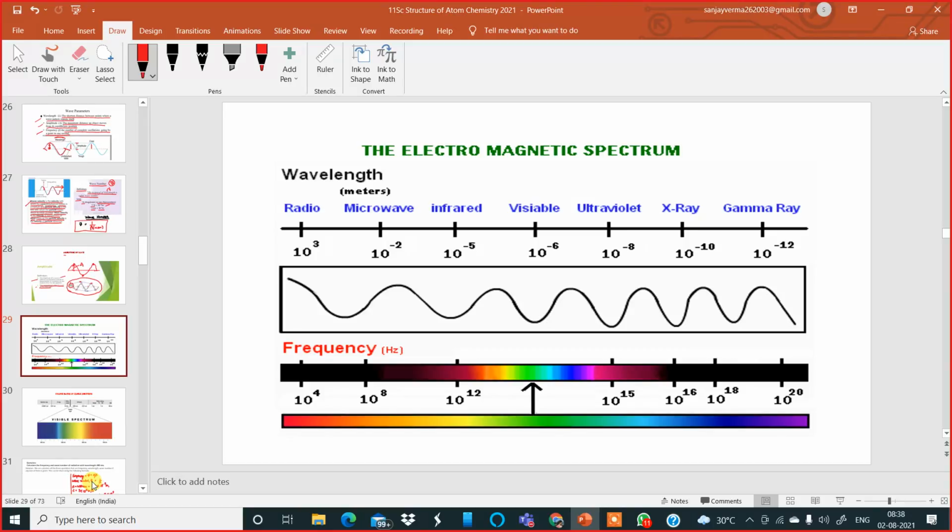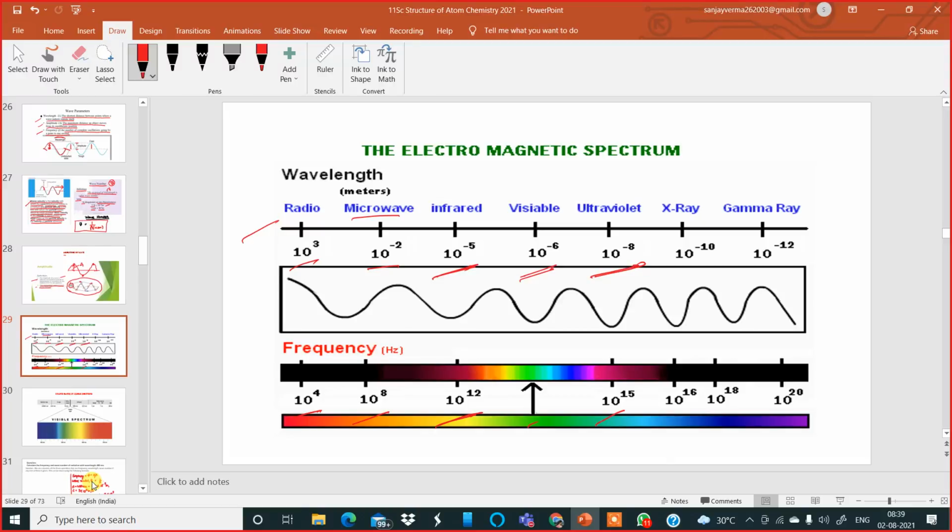So first one, it's radio, 10 to the power of 3 meters. Then we have microwave, 10 to the power of minus 2 meters. Corresponding for radio waves, frequency 10 to the power of 4 hertz, cycles per second. Then microwave is 10 to the power of 8. Infrared, the frequency is 10 to the power of 12. Infrared, the wavelength is 10 to the power of minus 5. So these are the corresponding values. Then visible is 10 to the power of minus 6. Then ultraviolet, 10 to the power of minus 8, with frequency 10 to the power of 15.